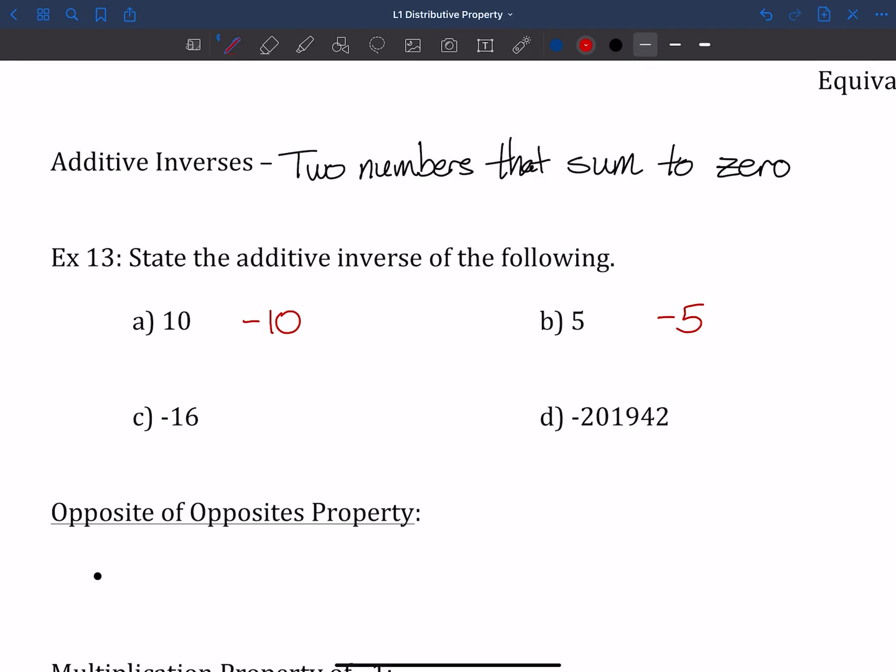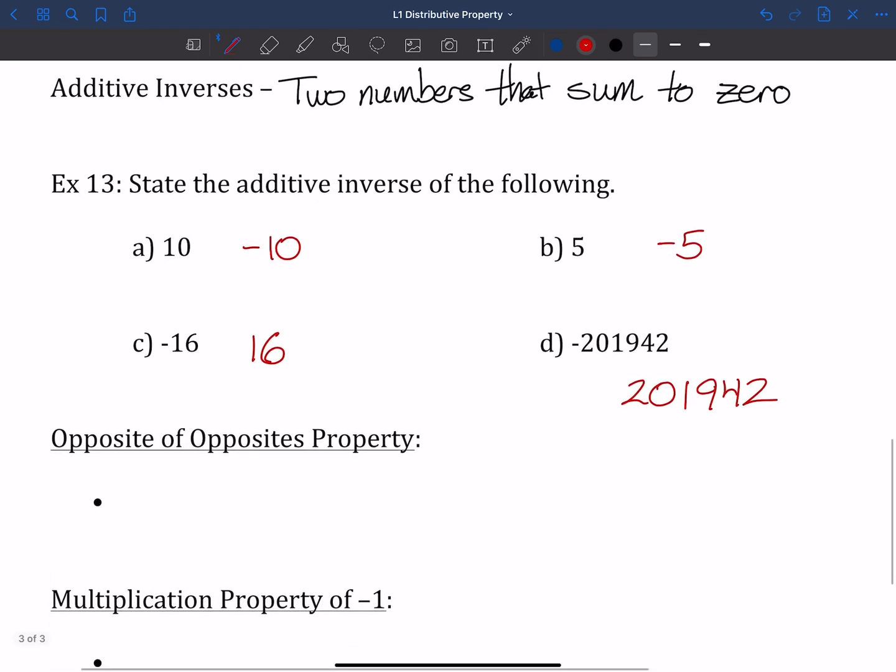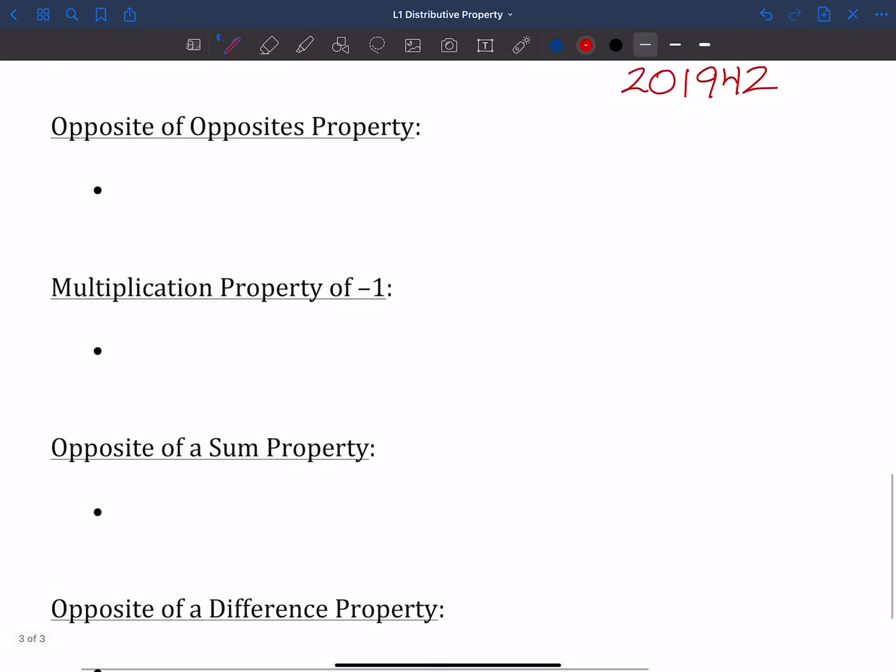The opposite of negative 16 is positive 16. And then similarly, the opposite of negative 201,942 is positive 201,942. Right? Nothing tricksy going on, just taking the opposite. And that's going to help us out a little bit here and there. We're just finding the opposites of things.